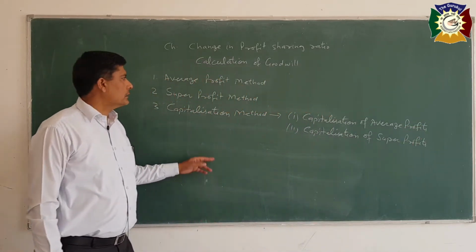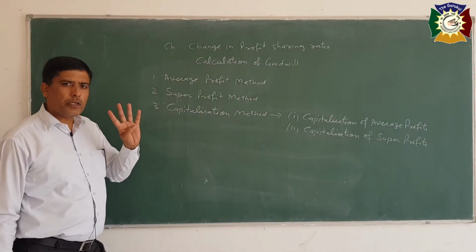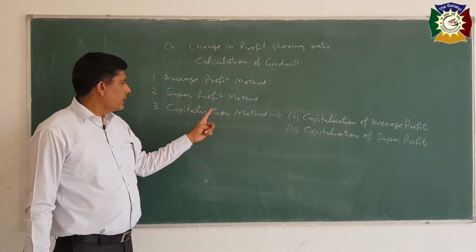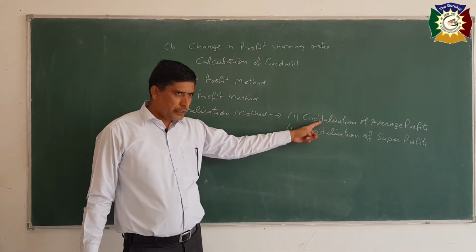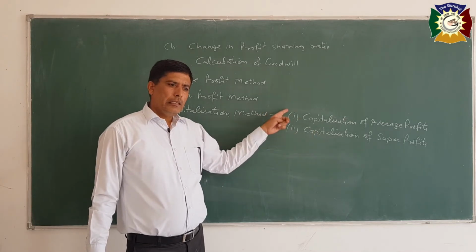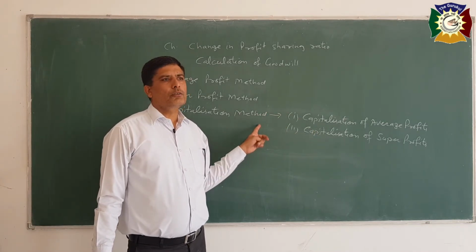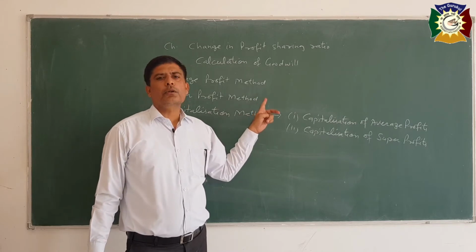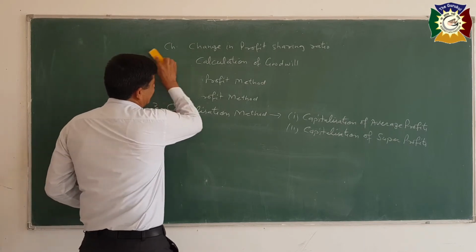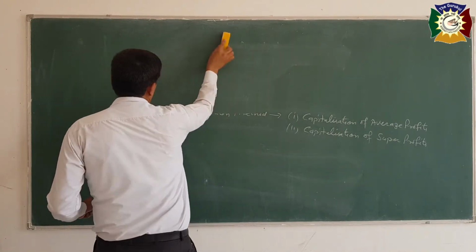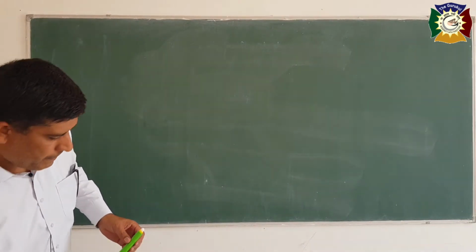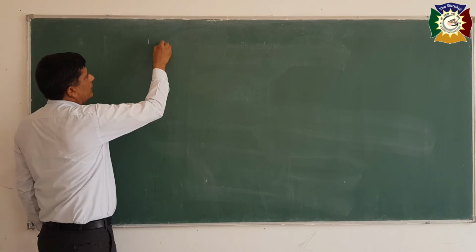So in this way, we can say that there are 4 methods to calculate goodwill: average profit method, super profit method, capitalization of average profit method, and capitalization of super profit method. So we will study how to calculate the goodwill by applying all these 4 methods. So first method is average profit method.